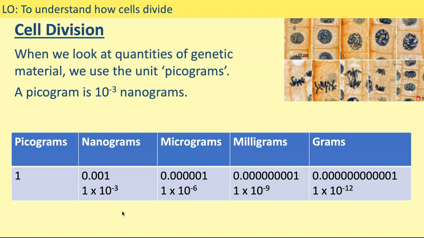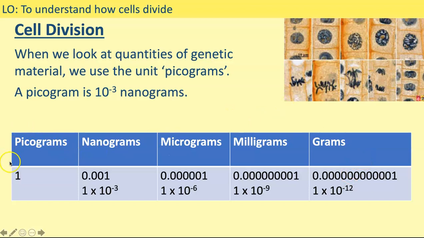So we use a unit called picograms, and a picogram is 10 to the power minus 3 nanograms. So if we look here in this table, we've got 1 picogram is 0.001 nanograms. I've put this table in, one, to show you the scale. So picograms are 1 times 10 to the minus 12 grams. So they are very, very, very, very, very small units of measurement.